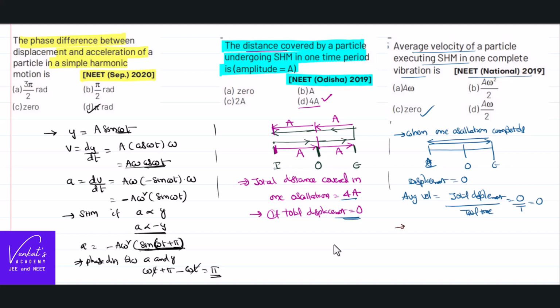Suppose he is asking what is the average speed, then it has a value. Why? It's not the total displacement. Average speed means total distance traveled by total time. Total distance traveled is 4a in one oscillation, total time is T. So its answer becomes 4a by T. But average velocity is equal to 0.